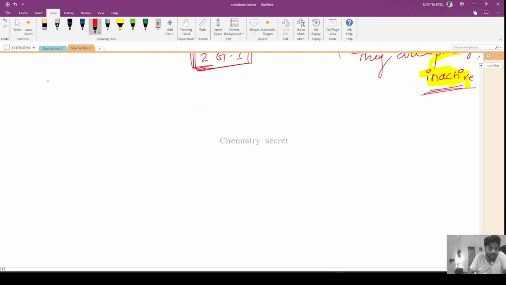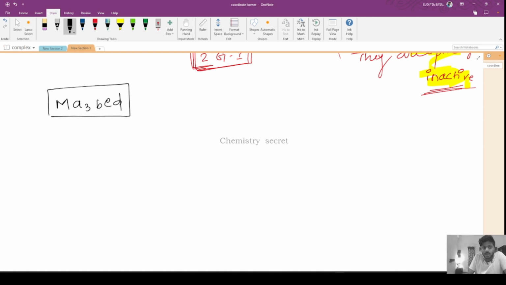Now, if we consider a different example, like MA3BCD, and you have a question: how many stereoisomers are possible for this? So first we rearrange the possible arrangements. A3 means you can just write all the ligands consecutively. Okay, so AA, 2A, AB, CD. Now we have to exchange the ligands and make the possible arrangements.